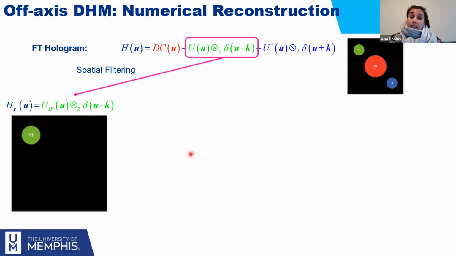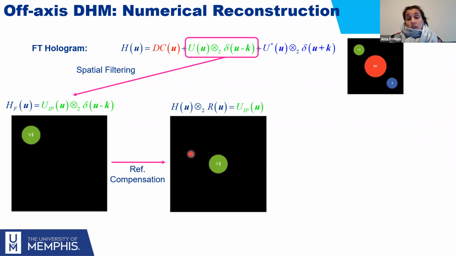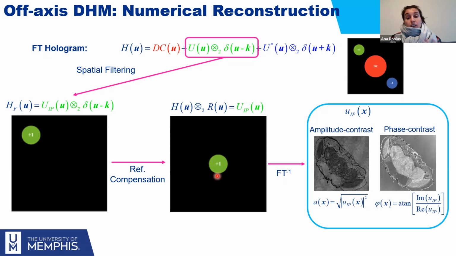We can select a mask, only selecting the +1 term, blocking the DC term and the minus term. We know that it's not centered in the Fourier domain, but that's okay. This is because there is an angle between the object and the reference, so we can compensate it back and center it in the Fourier domain. And later, since our sensor is in the image plane of the microscope, we just need to come back to the space domain and get the magnitude or the angle to have amplitude or phase contrast images.